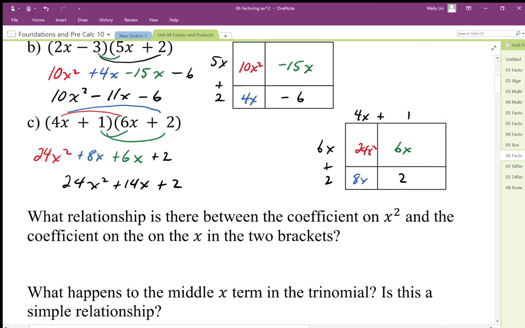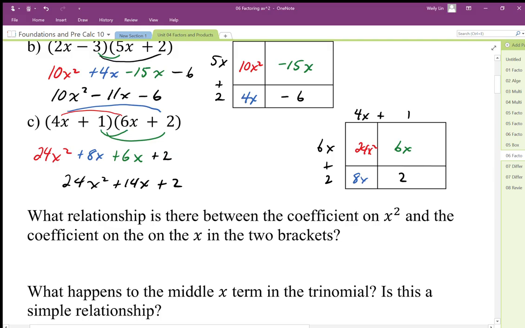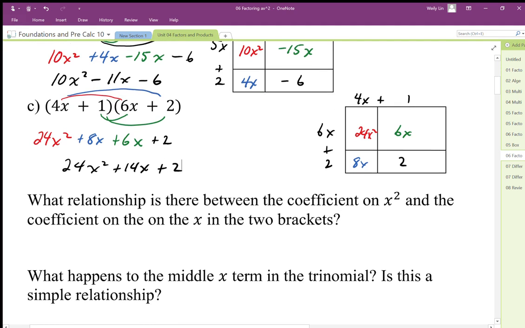We want to see that there is this more complex interaction. So we need a better strategy than adding to the last term, multiplying to the last term, adding to the middle. So the relationship between the coefficient on x squared and the coefficient of x in the two brackets, that's really quite complicated. So maybe that's all we really need to know. It's complicated.